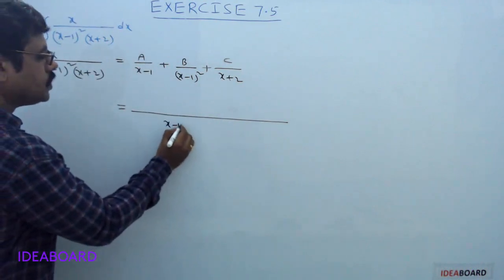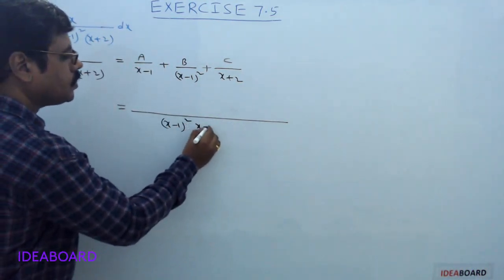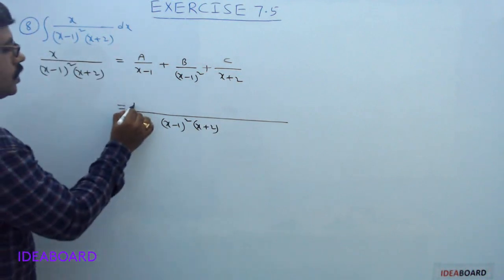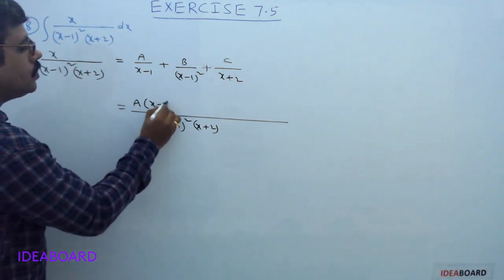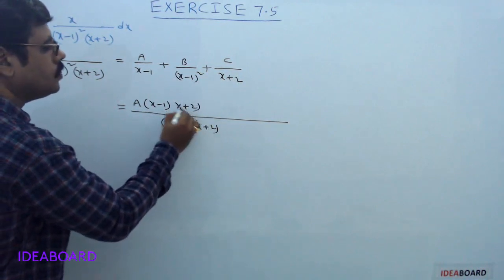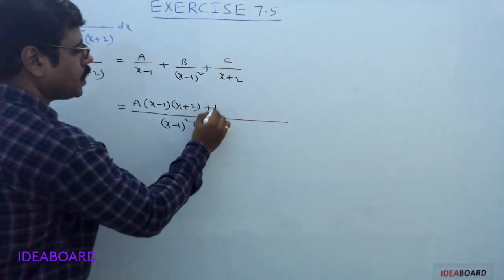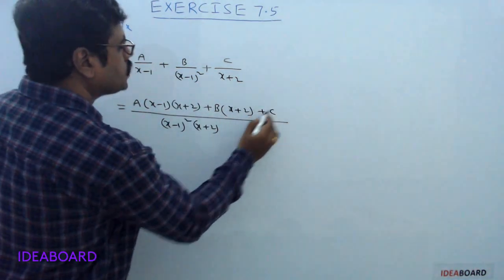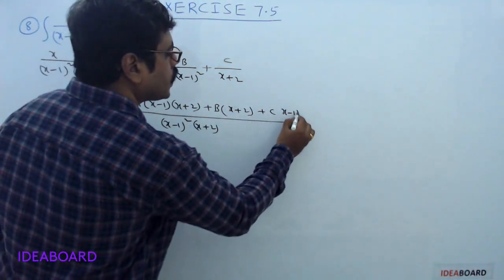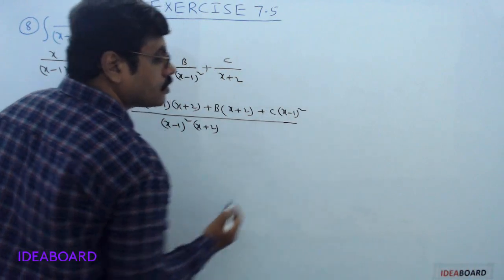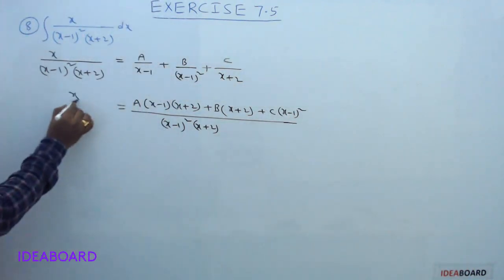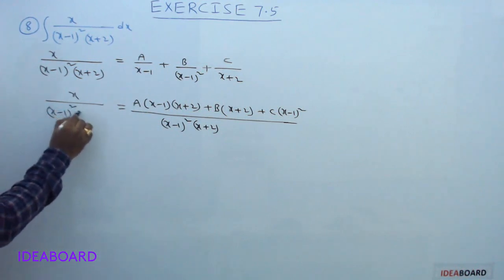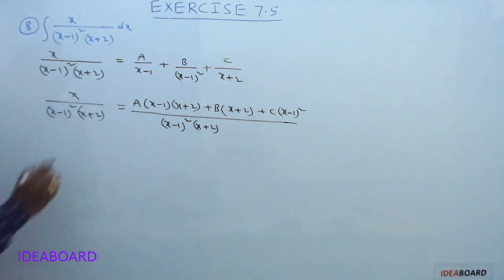So LCM is (x minus 1) whole square into (x plus 2). What about the corresponding numerator? This is a into (x minus 1) into (x plus 2) plus b into (x plus 2) plus c into (x minus 1) whole square. Now carry this LHS value as it is, x divided by (x minus 1) whole square into (x plus 2).